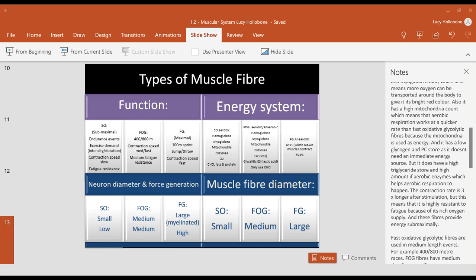The contraction rate is 3 times longer after stimulation, but this means that it is highly resistant to fatigue because of its rich oxygen supply. And these fibers provide energy submaximally.